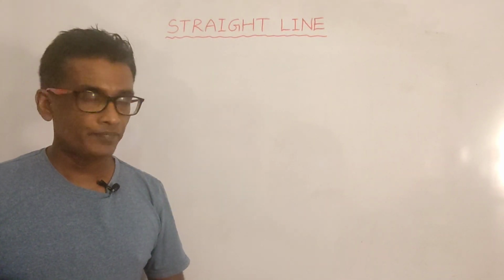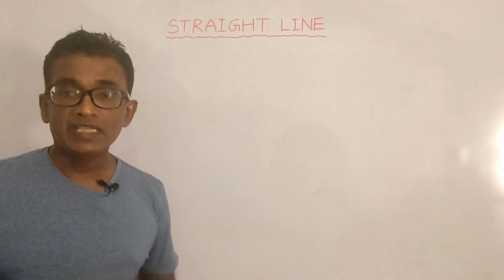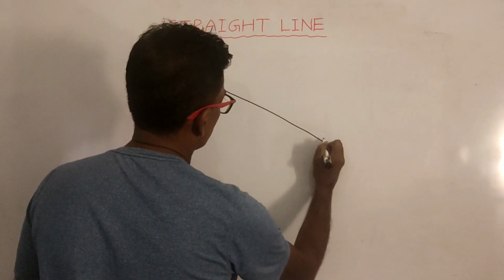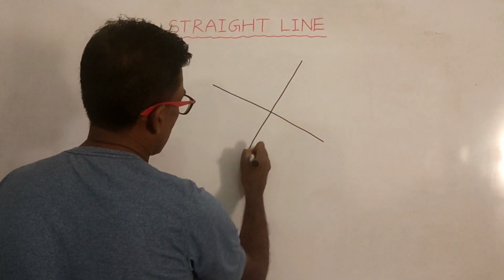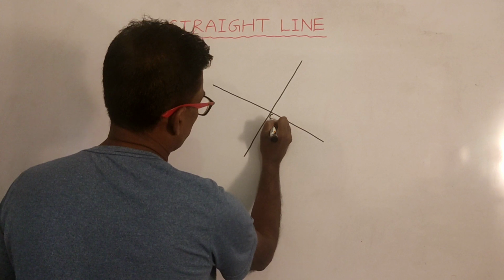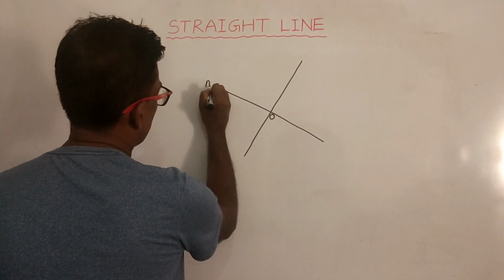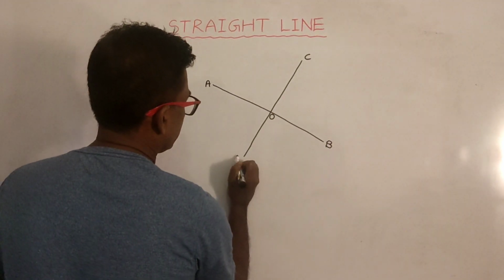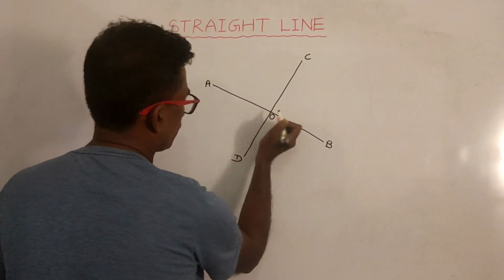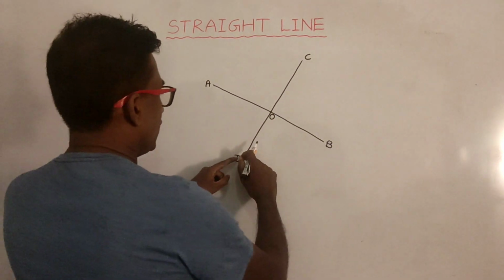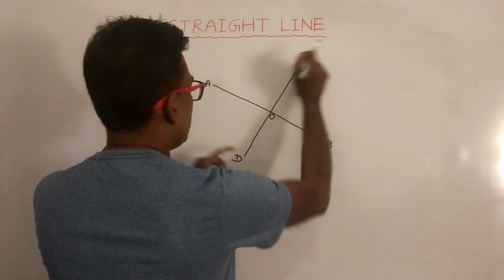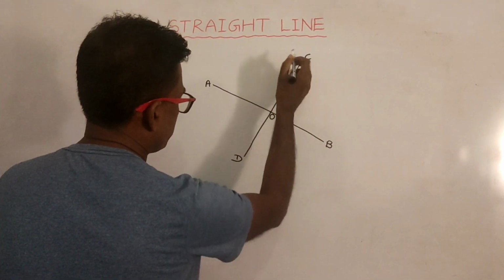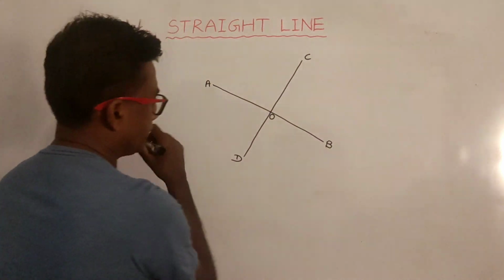Now let us see how we are going to depict a given angle. Now assume that these two lines are intersecting each other at point O. This line is line AB, and this line is line CD. They intersect each other at point O. So point O is an internal point of both CD and AB. It is common to both AB and CD. So AB and CD intersect each other at point O.